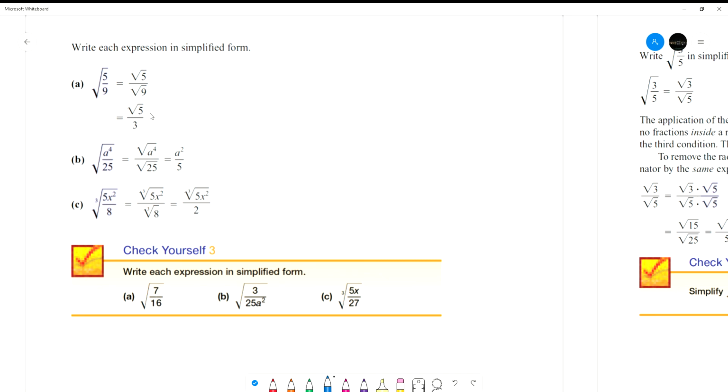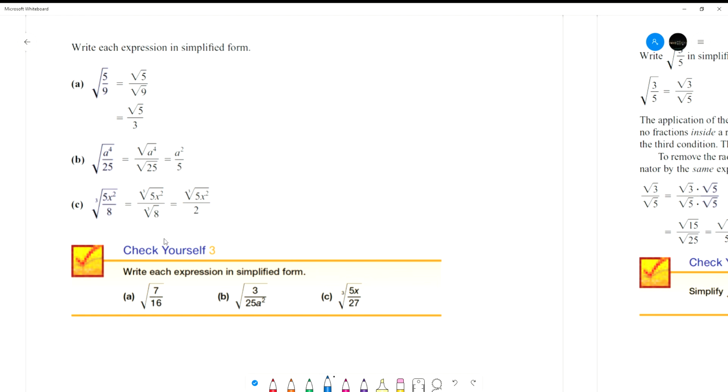Any questions? The next one, we do the same. We use the same property. We split them up into 2 fractions. So we get the square root of a to the fourth over the square root of 25. Now, the square root of a to the fourth simplifies to a squared. Square root of 25 simplifies to 5. So the final answer is a squared over 5.